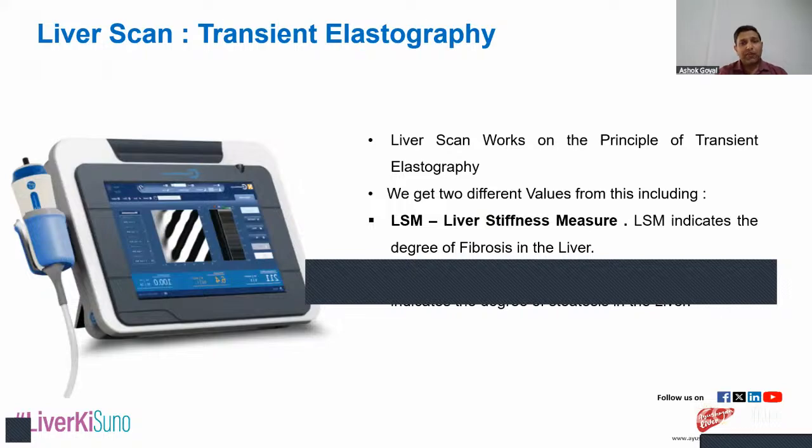It works on the principle of transient elastography. We get basically two values from this. One is the LSM value, which is liver stiffness measurement, and the second is the CAP value, that is controlled attenuation parameter, which basically tells about the fibrosis in the liver and the fat component in the liver.